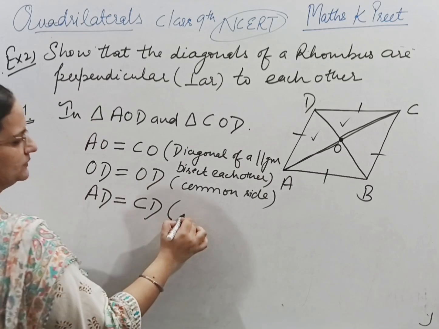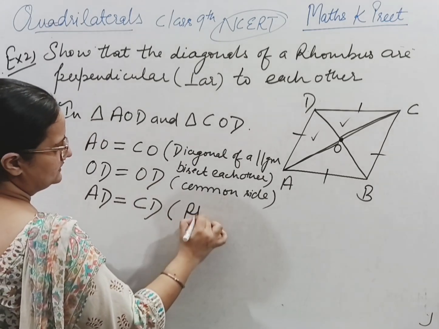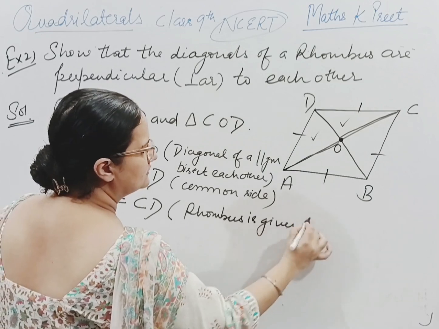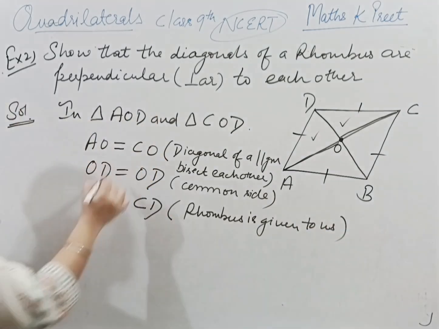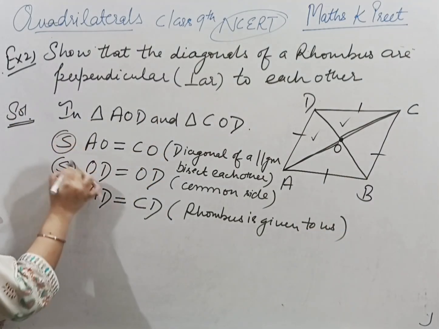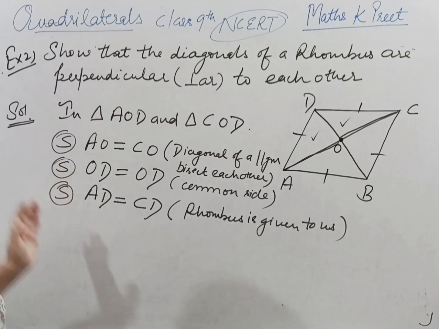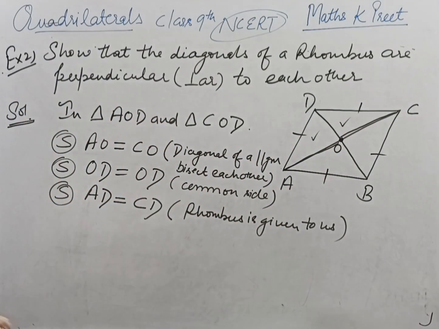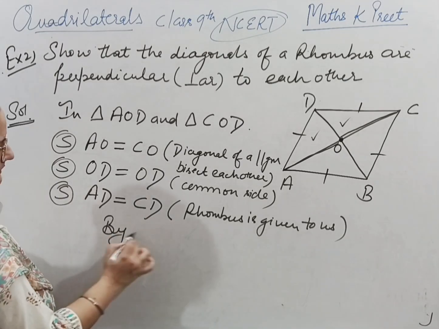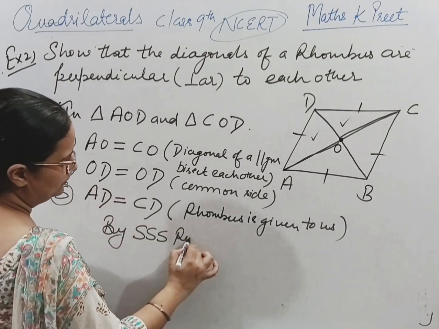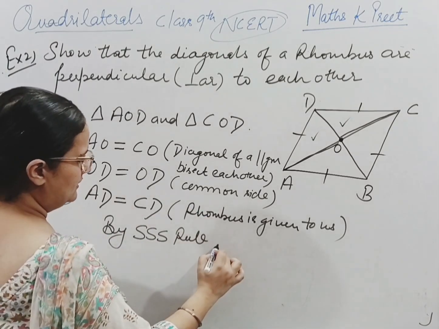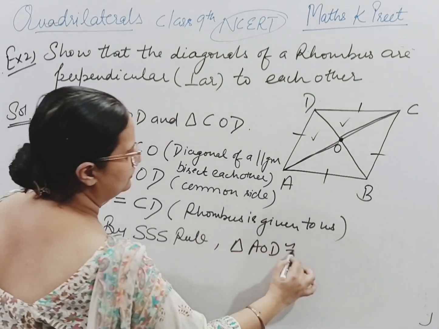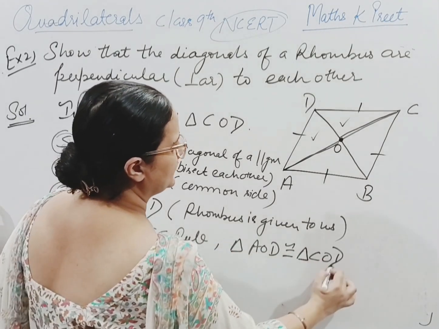Because it is a rhombus, rhombus is given to us. Fine. So all these three are what? Side, side, side. So the corresponding sides of these two triangles are equal. So by SSS criteria, by SSS rule of congruence, we have shown that triangle AOD is congruent to triangle COD. Fine.